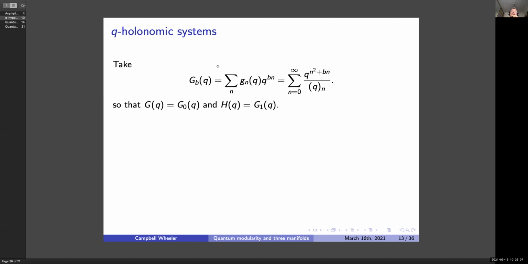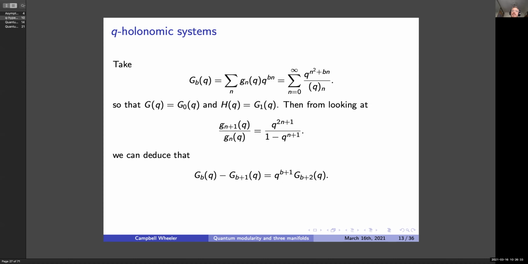So here, a natural operation to do is basically take the summand g_n(q) and multiply it by q to the b n. And so then we see that this function g_b(q) is given by this. And so this gives us a big set of functions. And then from looking at the relations that make this q-hypergeometric, you can deduce a bunch of functional equations.